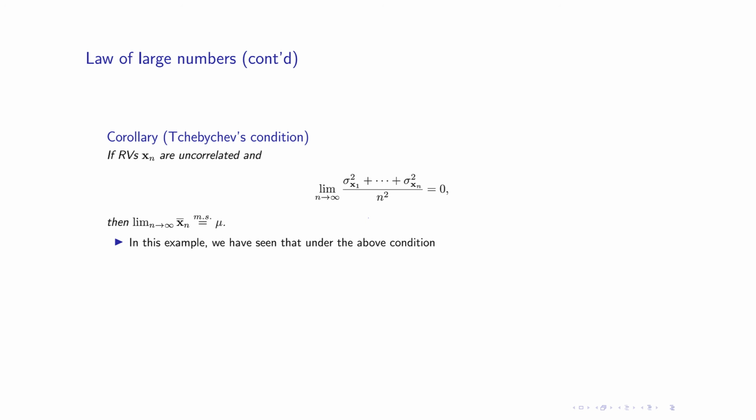In this example, we have seen that under some conditions, the sample mean of a large number of random variables becomes your expected value. But the condition is that each random variable has the same mean, and the limit of the total variance term is zero. Then the sample mean converges to the statistical mean. So these two conditions are necessary.